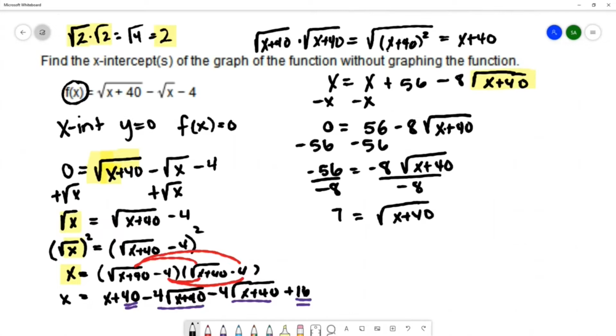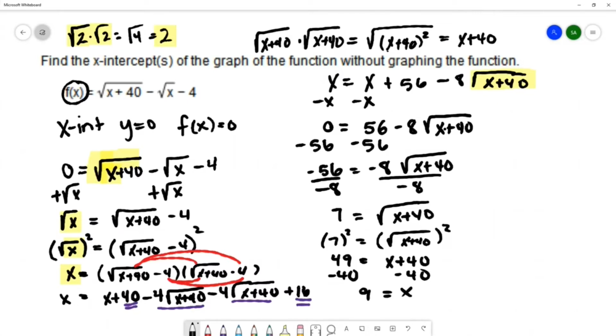Now that I've got that radical isolated, I'll square both sides. And that gives 49. The square root and the square cancel each other out, and I'm left with x plus 40. I'll solve for x by subtracting 40 on both sides, and that gives me a solution of x equals 9.